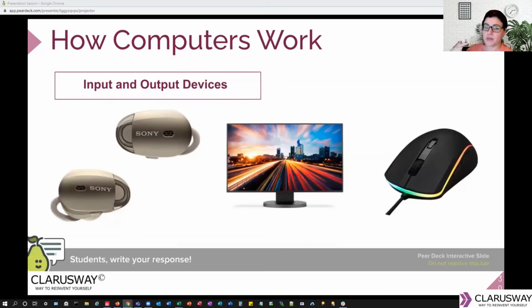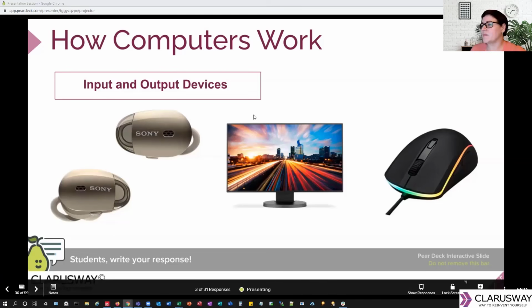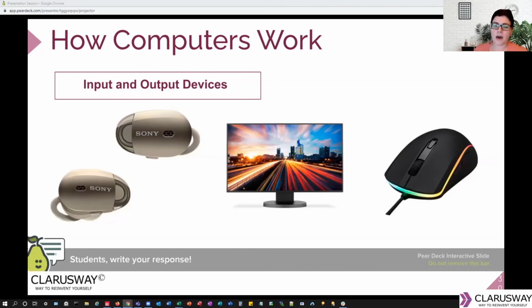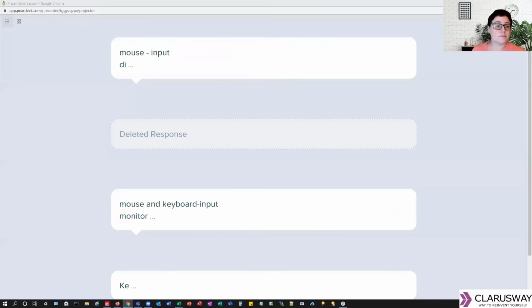The way we actually provide data to a computer is through input devices. And you can see a few input devices on the screen. Input devices, output devices, you can hear them sometimes referred to as peripheral devices or peripherals. On the screen here, we have earbuds. We've got a monitor as an output device. We have a mouse as an input device. Go ahead and on the screen, give me some other examples of input or output devices, either one.